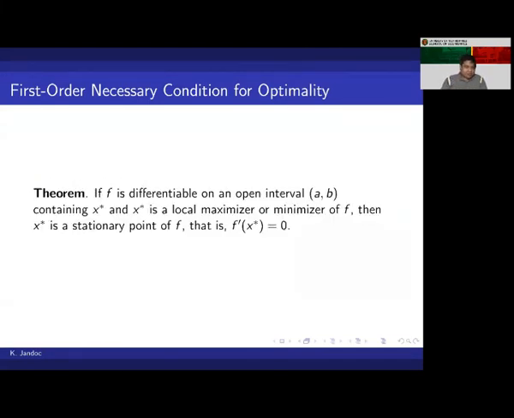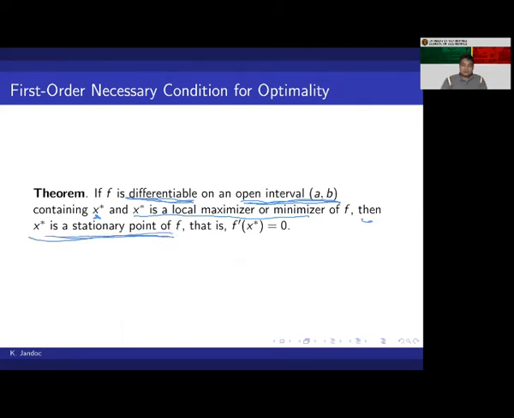So this discussion now brings us to the first order necessary condition for optimality. It's embodied in this theorem. Suppose your function f is differentiable on an interval (a, b), this slice of the domain, and that open interval (a, b) contains a point x star, and that x star is either a local maximizer or a local minimizer, as in the case of the two examples just before this slide. If that happens, then x star is a stationary point of f.